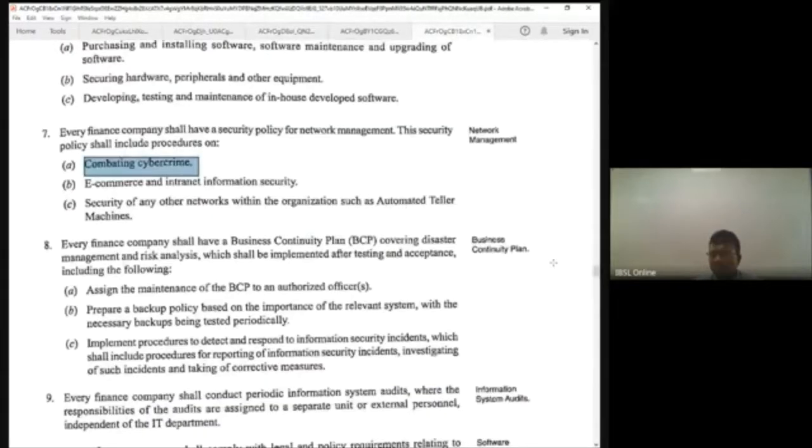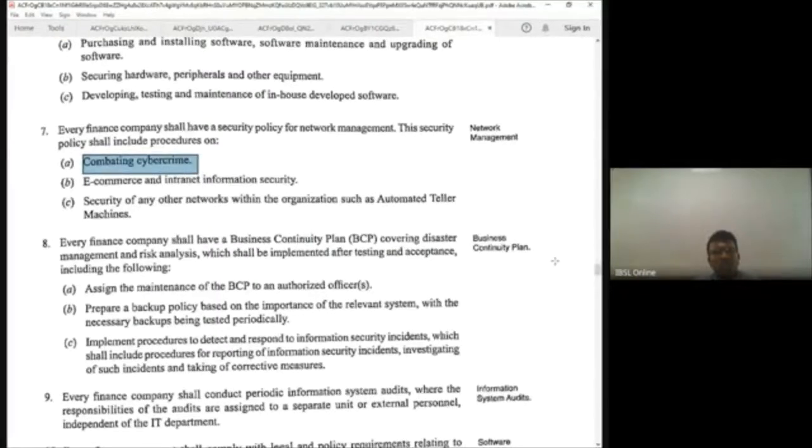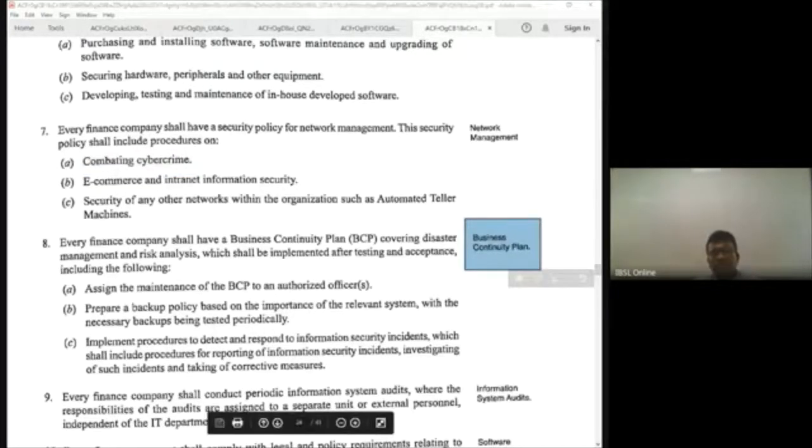Right. Combating cyber crimes. Now these days you hear all of a sudden .lk websites are hacked. Right. Now these things should not happen in the banking system. Therefore, every possible effort should be taken to combat cyber crime. E-commerce and intranet information security. Security of any other networks, especially with automated teller machines. Then we are entering into another very important area, business continuity plan.